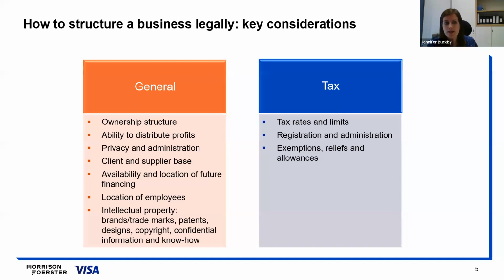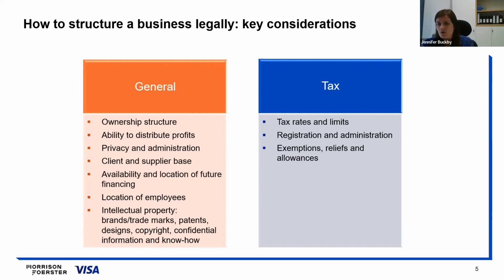The second point is, do you need an ability to distribute profits? And again, that goes to whether you are a charitable or a for-profit organization. So again, some of you on this call may be charitable incorporated associations or private companies limited by guarantee, which are more typically used for charitable structures, whereas companies limited by shares and partnerships are often used for profit organizations.